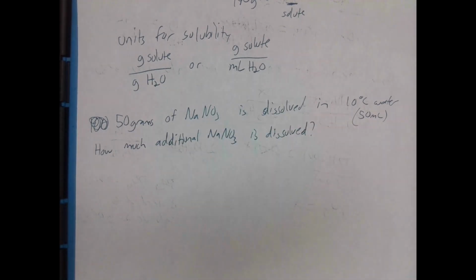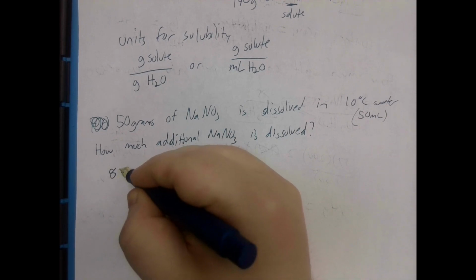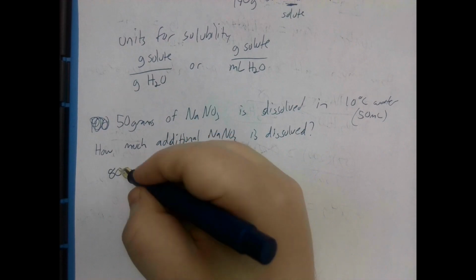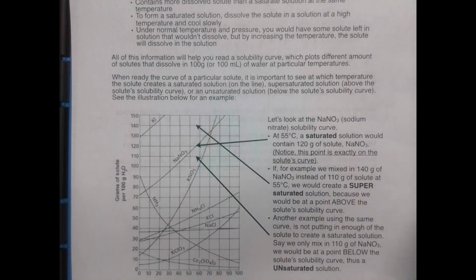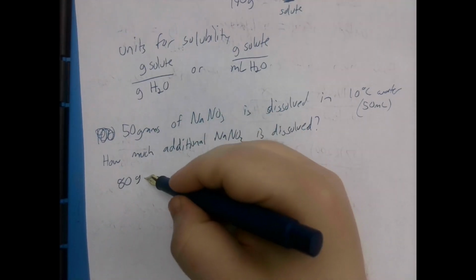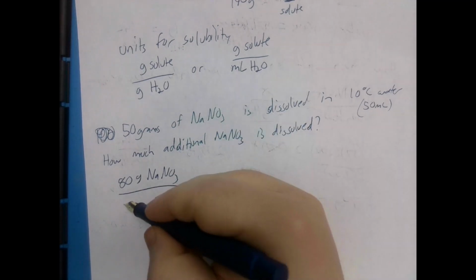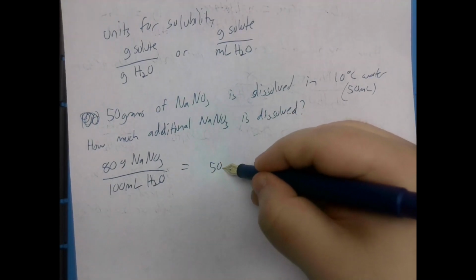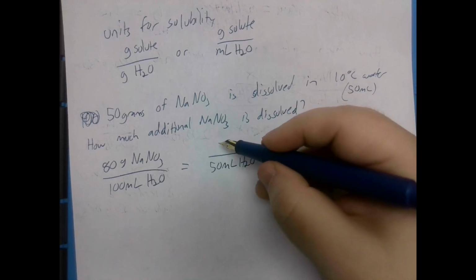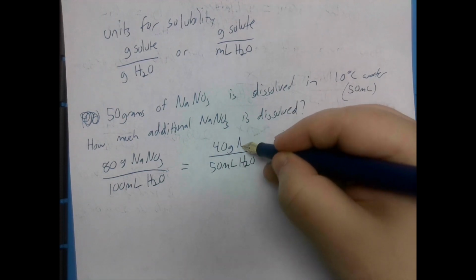So what's the solubility for 100 milliliters of water? It is 80. It's literally on the line right here. So it's 80 grams of NaNO3 per 100 milliliters of water. And what would it be for 50 milliliters of water? Divided by 2. So we just need to divide this by 2, so it would be 40 grams NaNO3.